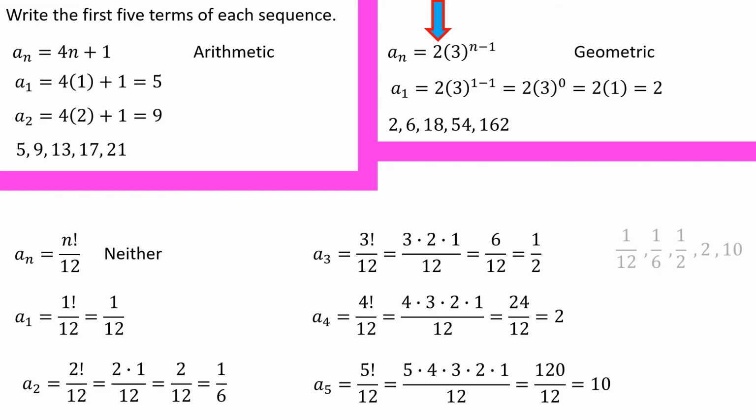So here's a rather weird list or sequence, right? If I'm a mathematician, I'll call it a sequence. If I'm a normal person, I'll call it a list. But look at that, 1/12, 1/6, 1/2, 2, 10. Bizarre looking list, but that's what happens with those neithers.